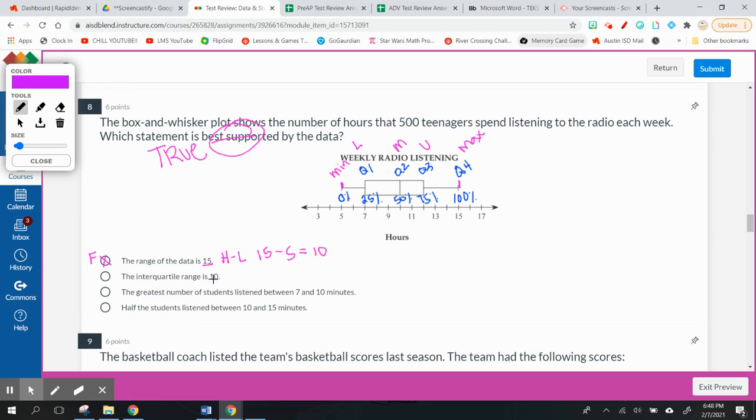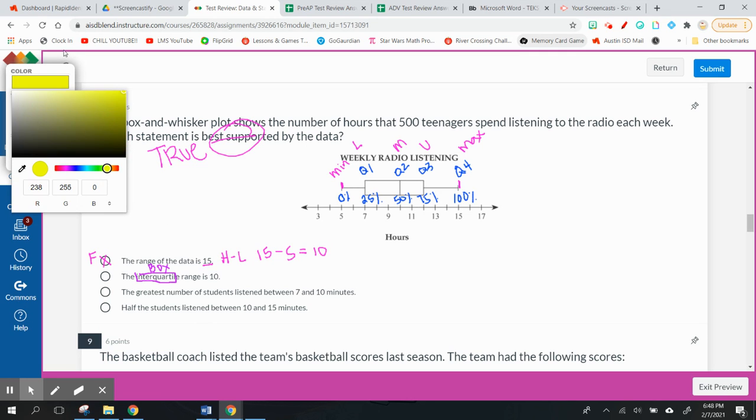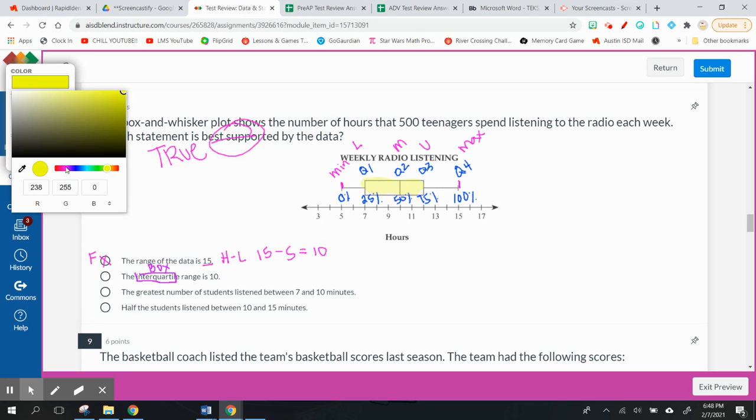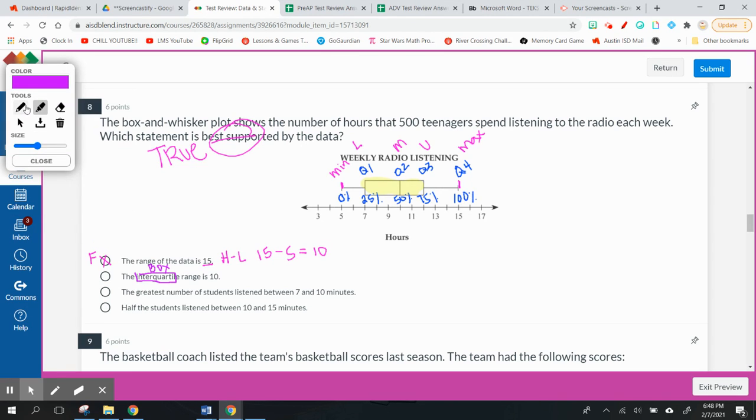The interquartile range is 10. All right, interquartile is a fancy word for, trying to give you a hint here, the box. So we want the range of the box. That means for the interquartile range, we want the high of the box minus the low of the box. So that looks like 12 minus 7, which definitely is not 10, right? It's 5. So that looks false as well.